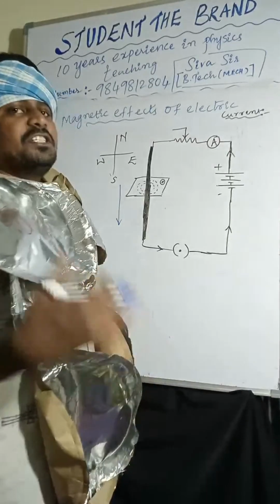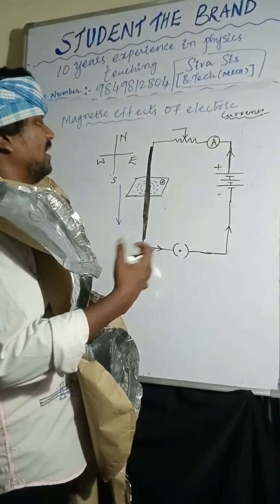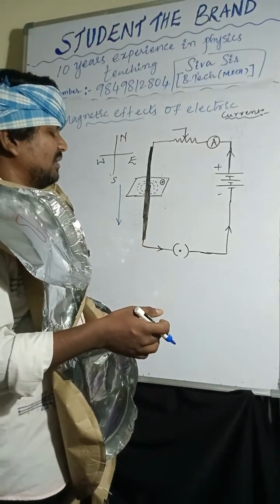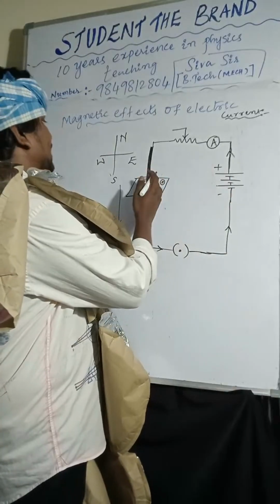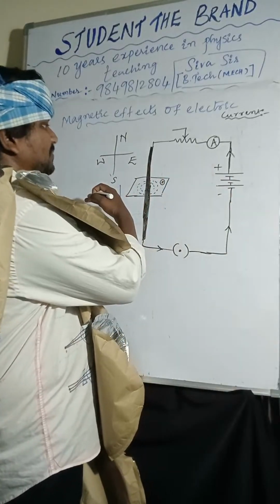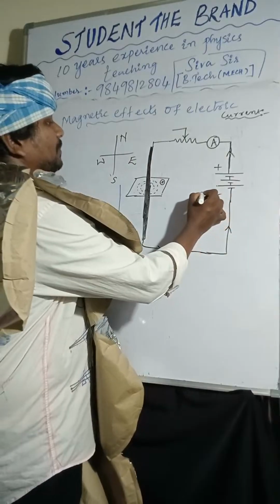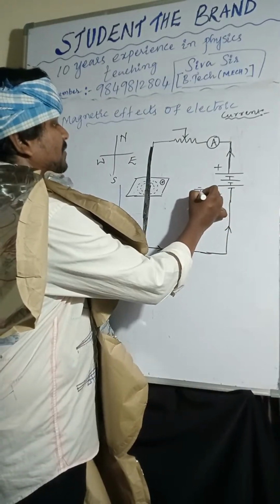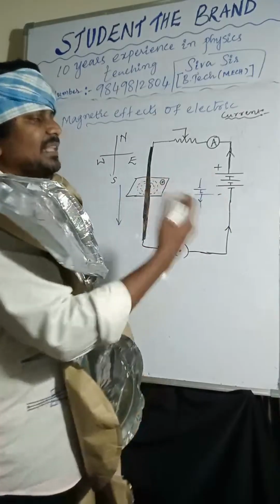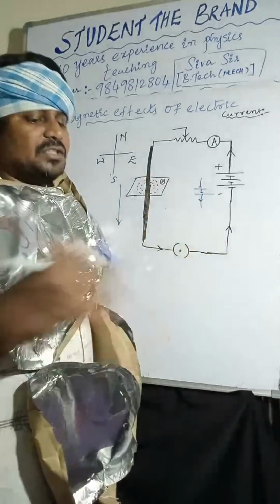In which rule will we use to identify the magnetic field around the conductor? So actually, if the current is passing like this, the compass will show a deflection towards the western direction. If you change the battery polarities, automatically the current will move in a different direction. So if you change the current direction, the magnetic field direction also changes.